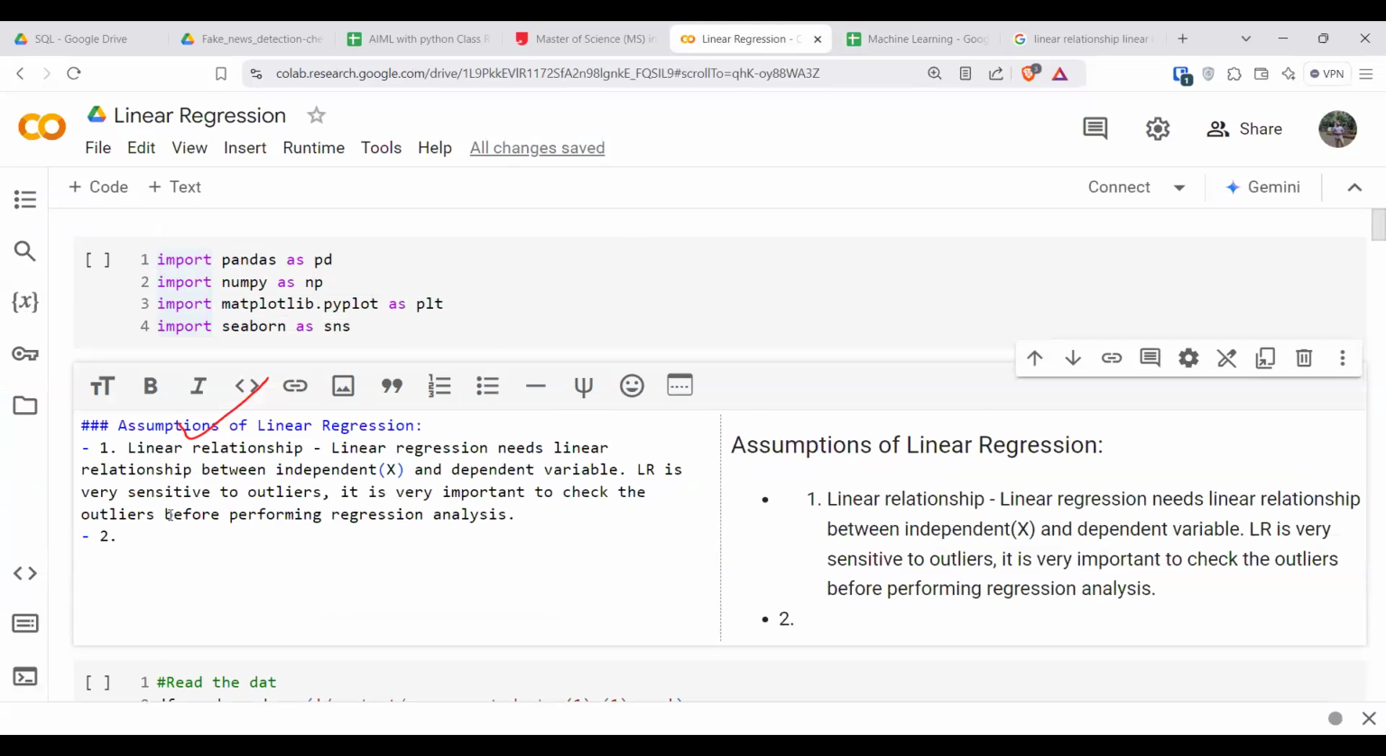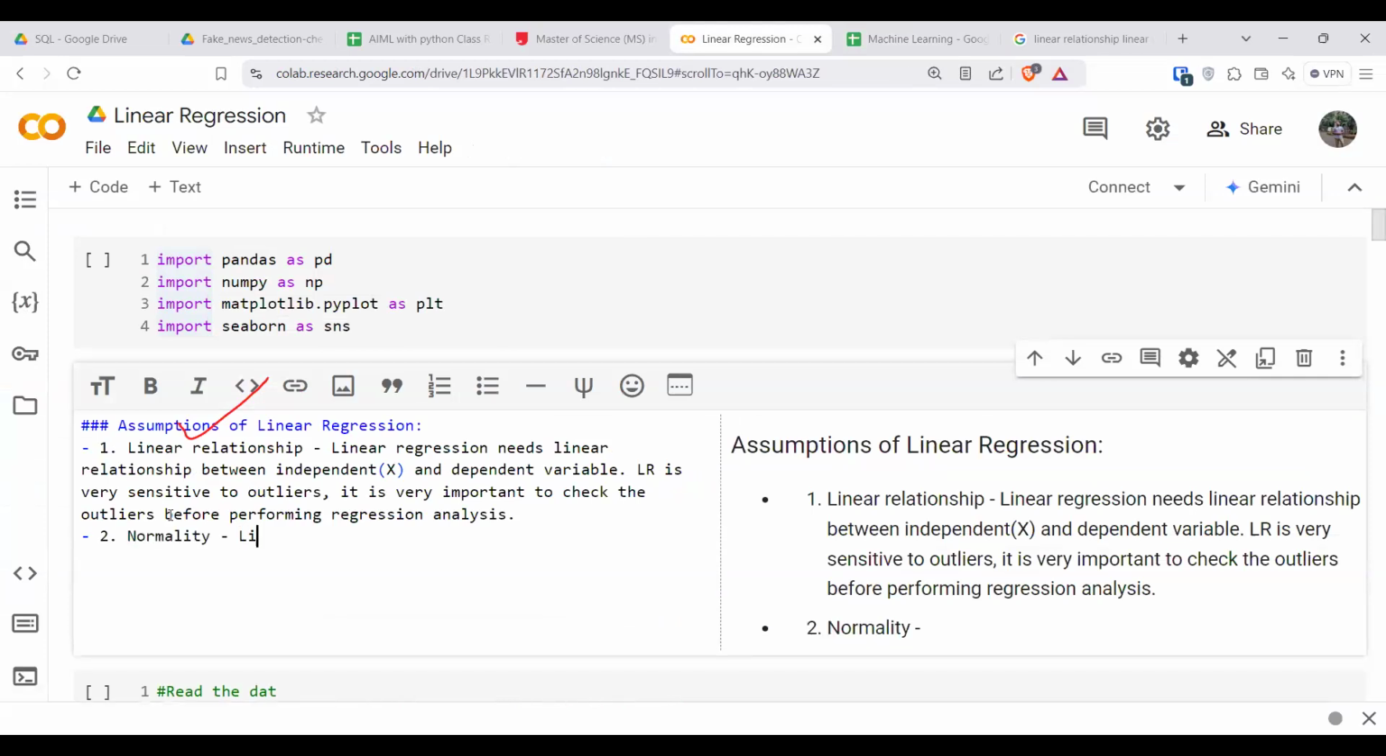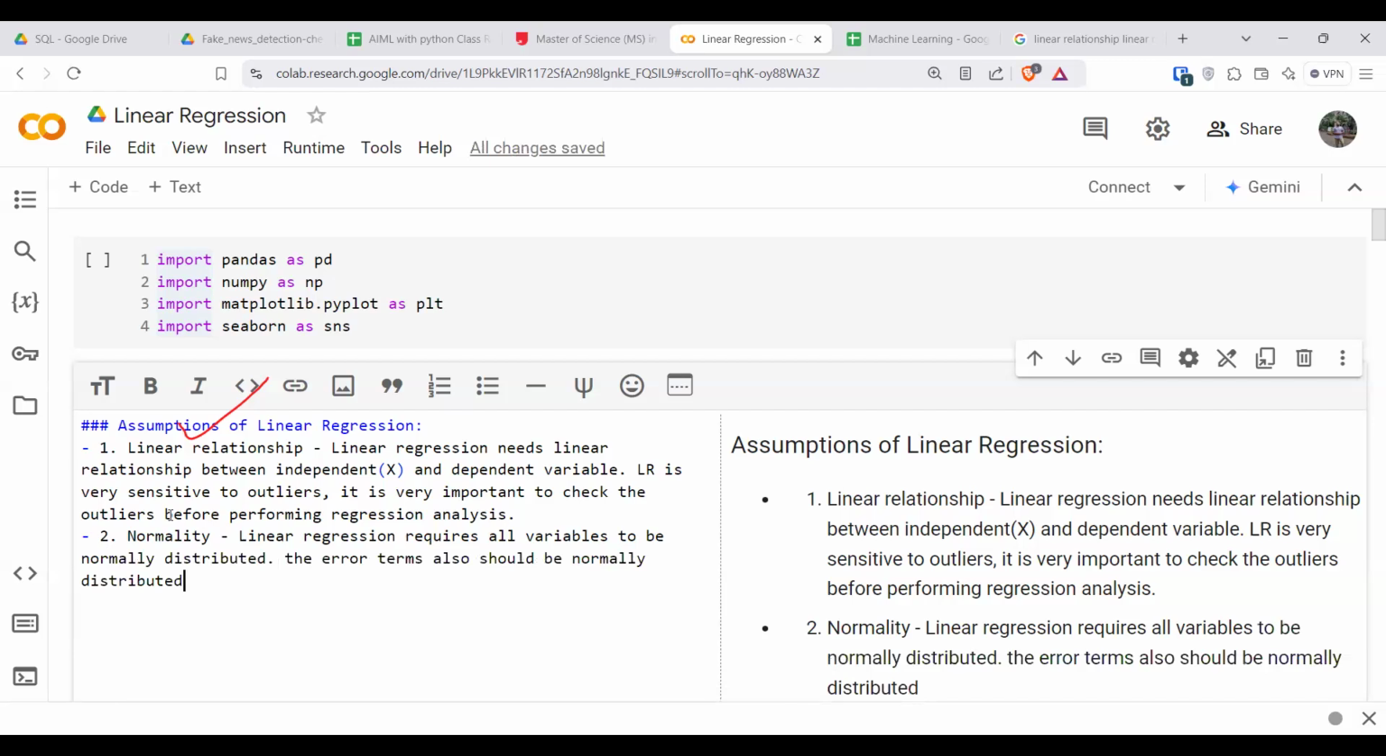The second point is related to normality. Linear regression requires all variables to be normally distributed, and the error terms also should be normally distributed. Error terms should also be normally distributed, right? Now, what do you mean by this?